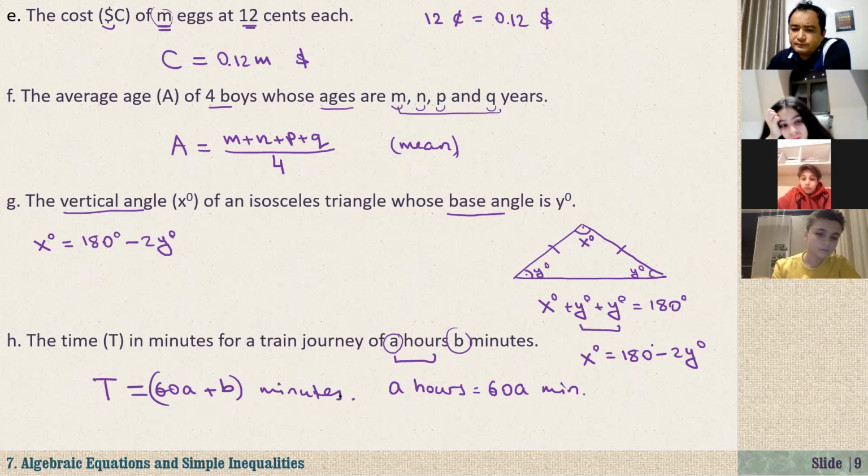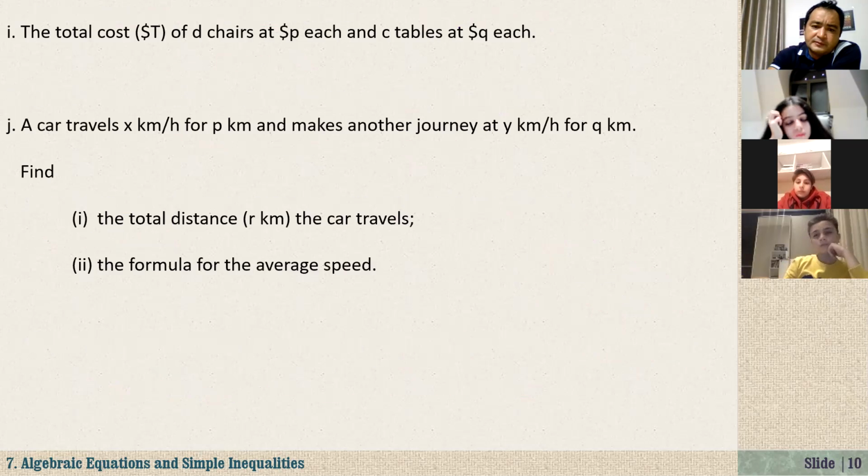Okay. So actually, if the train journey is A hours and B minutes, and you express this in minutes, it will be 60A plus B minutes. It's like changing dollars into cents or hours into minutes, right?